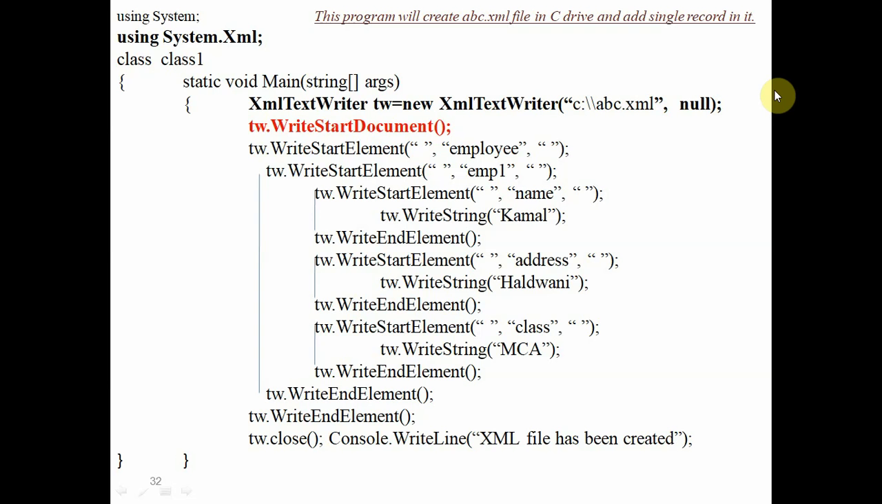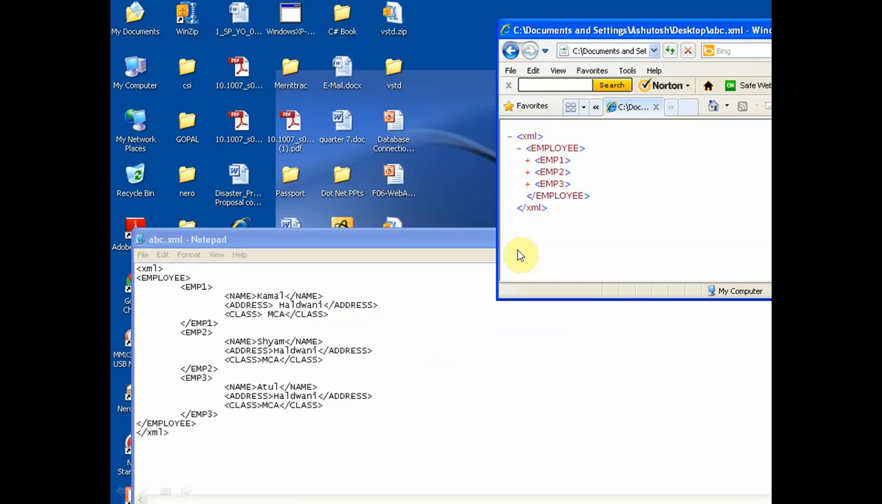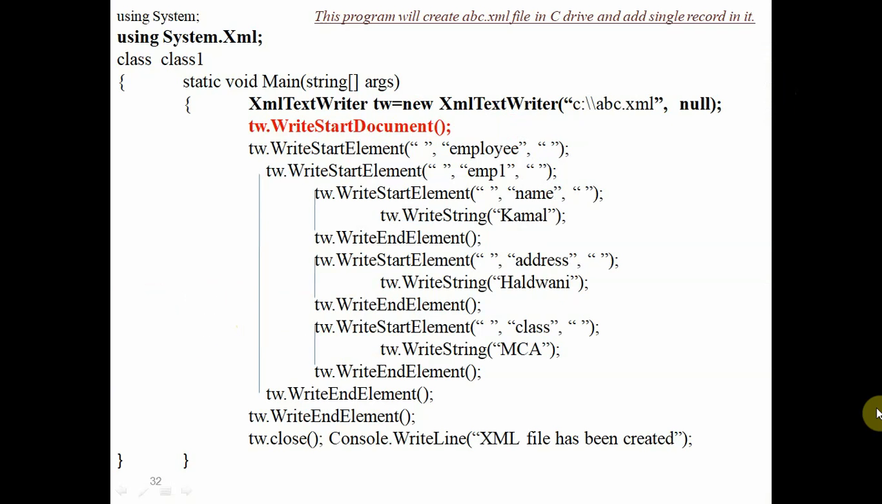Last time I discussed this program, where we can write the same XML code in C#.NET. See this program: we have this XML code with EMP1, and inside EMP1 we have name, address, and class. This program can be written in C#.NET. When we use C#.NET to write it, first of all we write using System and using System.Xml. Then we start class 1 and static void Main, and inside this we write XmlTextWriter.